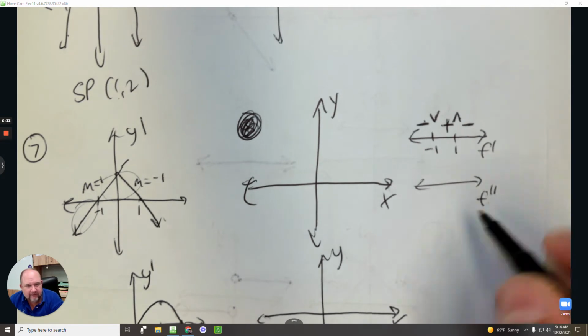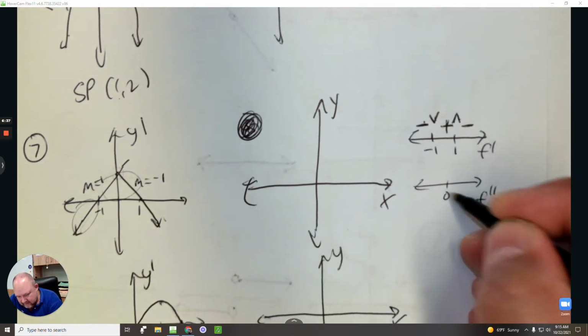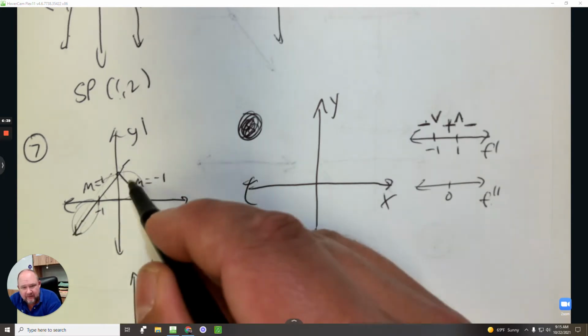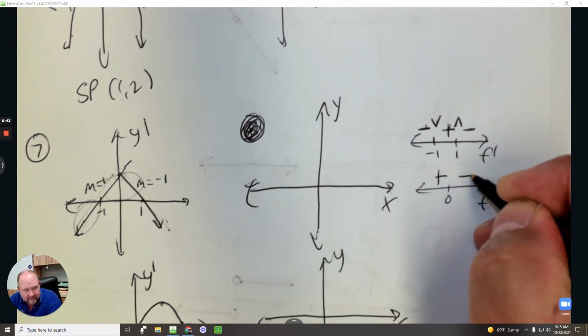The second derivative, I'm looking for a turning point or where it's undefined. That's 0, and it's increasing and then decreasing. So concave up and then concave down.